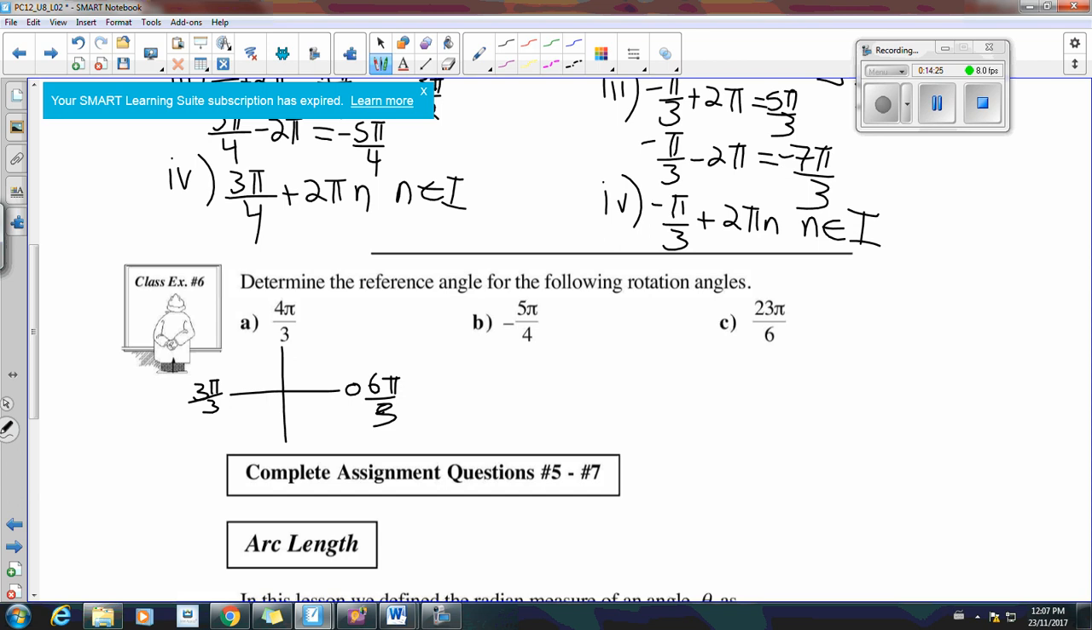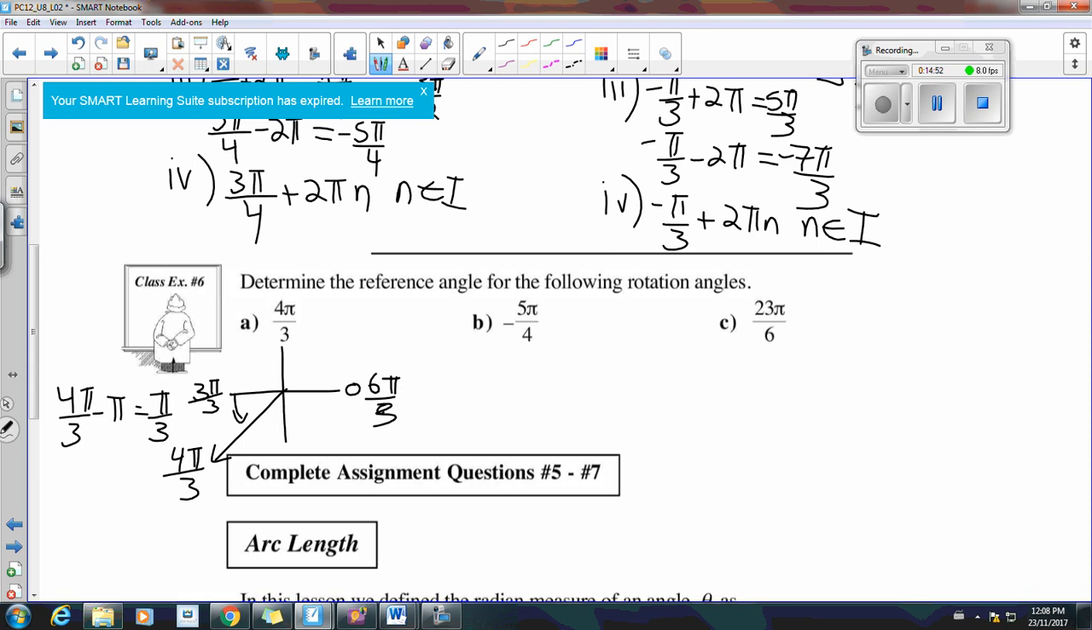So 4 pi over 3 must be in here. We've come here, we had 3 pi over 3. We have to go 1 pi over 3 further to get 4 pi over 3. The reference angle then, we can go 4 pi over 3 minus pi, or 4 pi over 3 minus 1, and that gives us our reference angle of pi over 3.